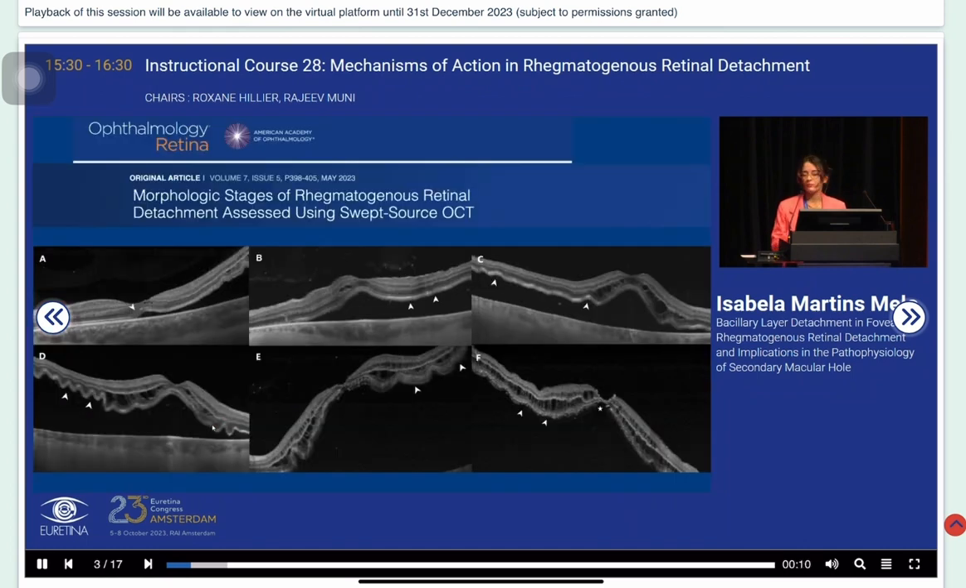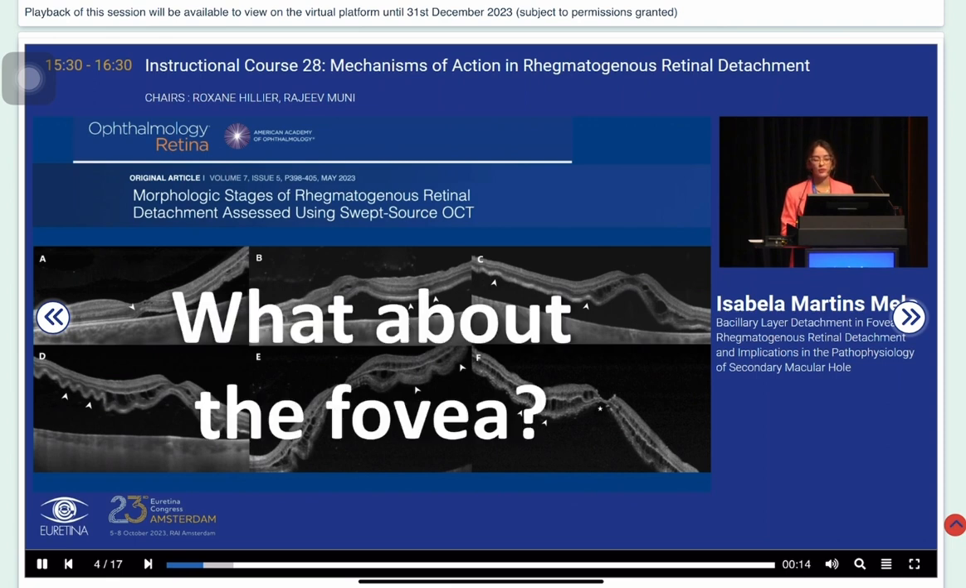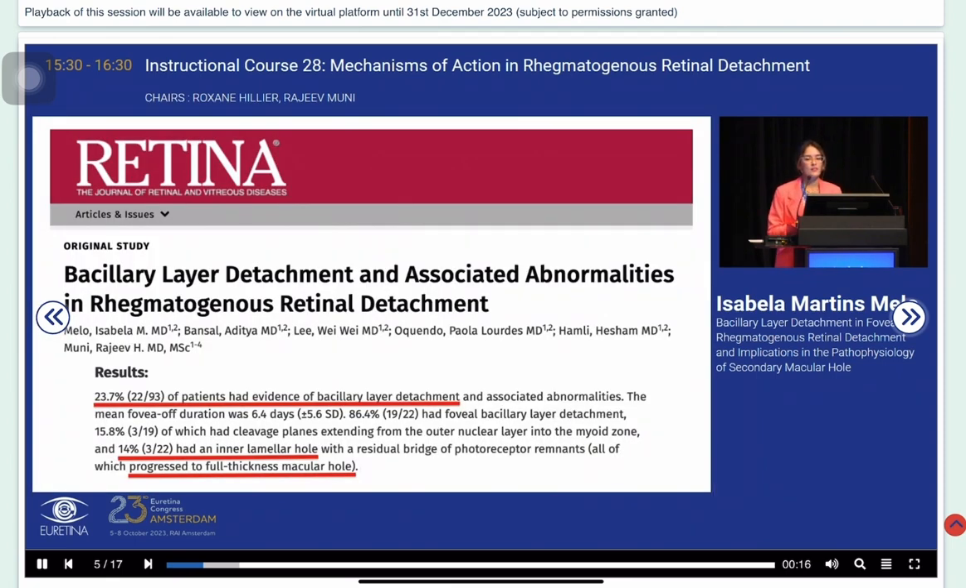So I've gone through the stages of detachment, but what happens to the fovea? So last year we started studying the fovea in detail in a prospective study with only fovea-off detachments and baseline OCT, and we found that almost 24% of patients have evidence of bacillary layer detachment, with some having an inner lamellar hole that invariably progressed to a full thickness macular hole.